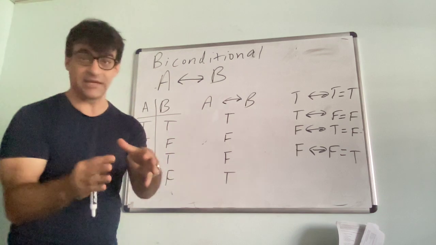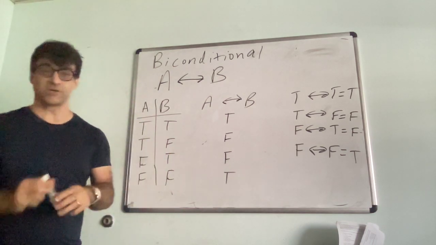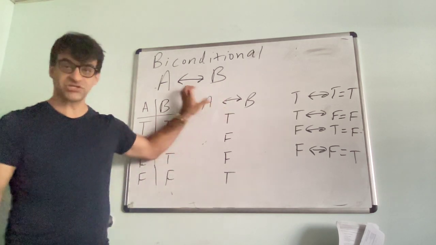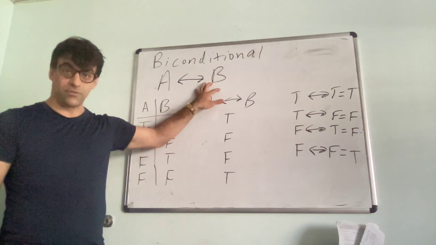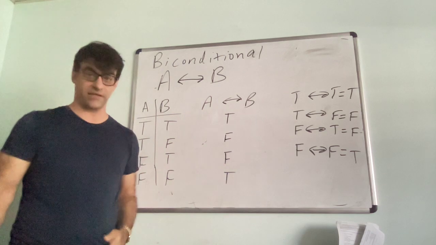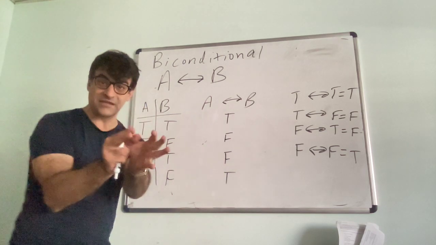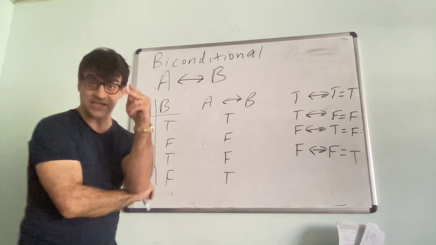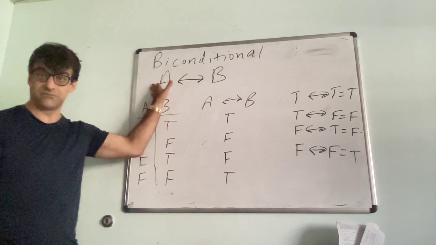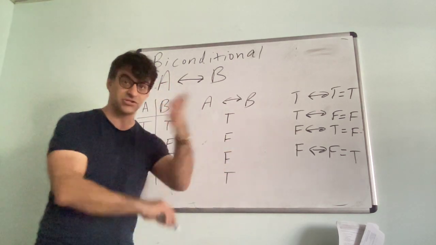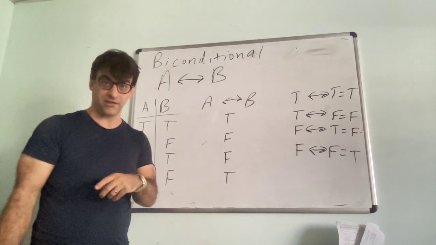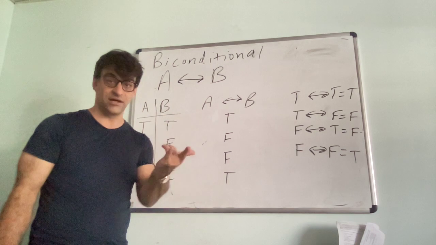Other logic books will call this material equivalence, because to assert that A double arrow B is just to say, here and now, not in every circumstance, that they have the same truth value. That's different than the conjunction. The conjunction says they're both true. This says they have the same truth value, whether true or false. You're not asserting that they're both true or both false, but that they have the same truth value, because you can't have one without the other.